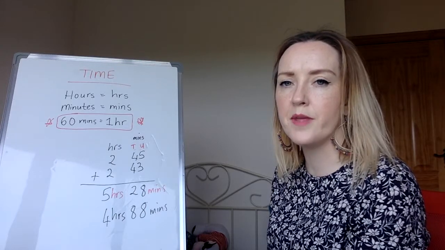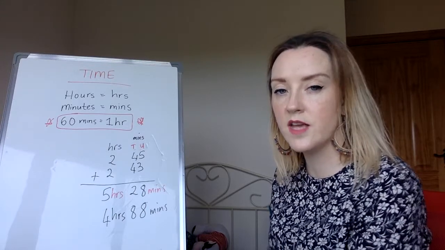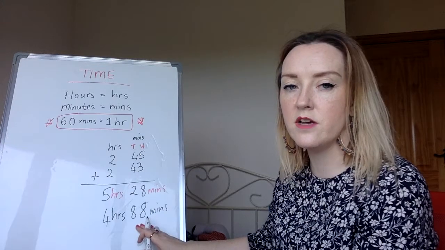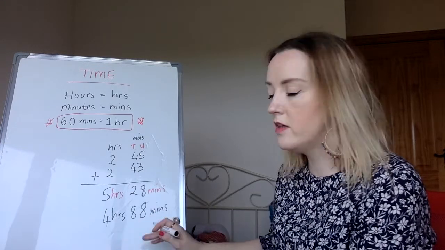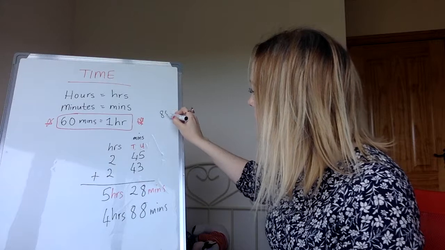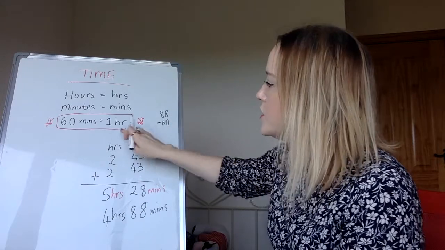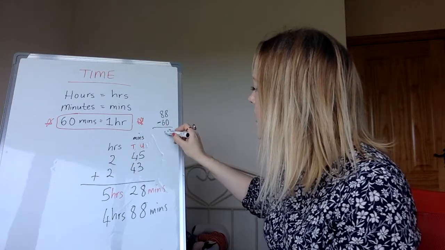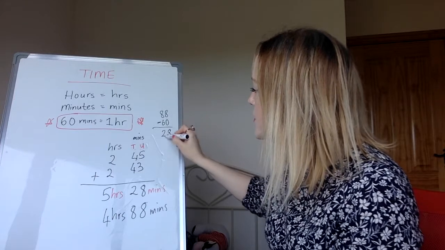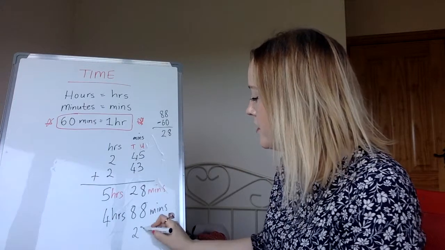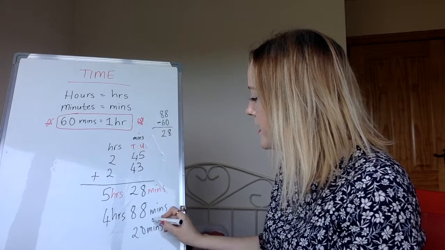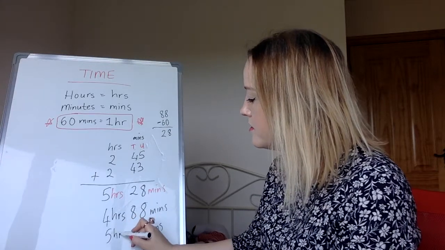I'm going to look at this and say, that doesn't look right. 4 hours, 88 minutes. I know if anything is over 60 on this side, that I need to just put it into the hours column. So I'll do my rough work. I'll say 88 minus 60, which is my hour, is equal to 8. And 8 minus 6 is 2. So I have 28 minutes left over. And I'm adding the hour here, so that's 5 hours.